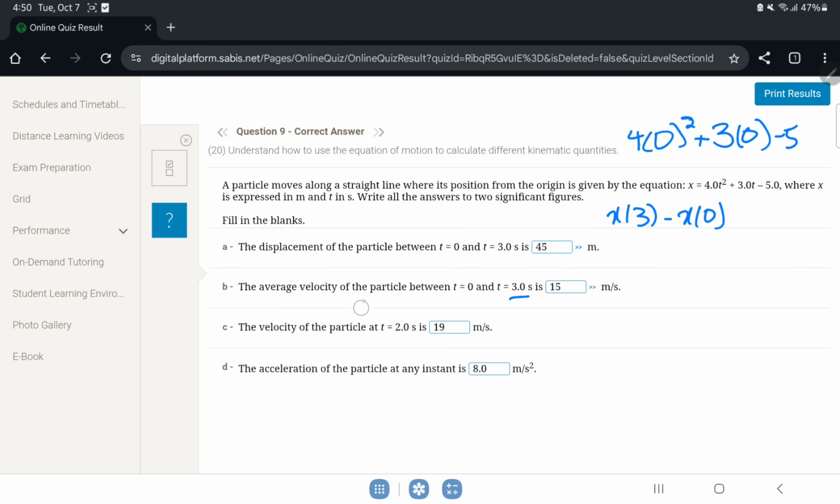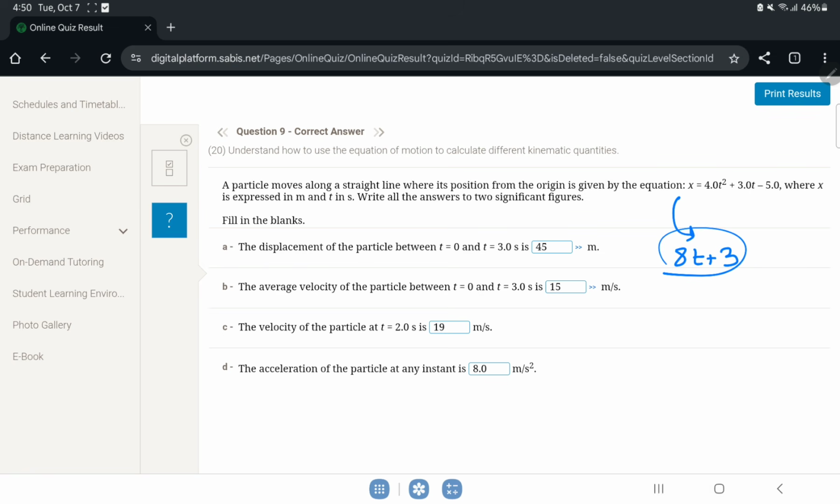Now they want the velocity at one specific point. At one specific point means instantaneous velocity. To get instantaneous velocity, we derive the equation for the position or the displacement. So let's derive this one. We get 8t plus 3. Okay, and we will get this equation. We substitute 2 in it, so 8 times 2 plus 3, so 16 plus 3, and we get 19.